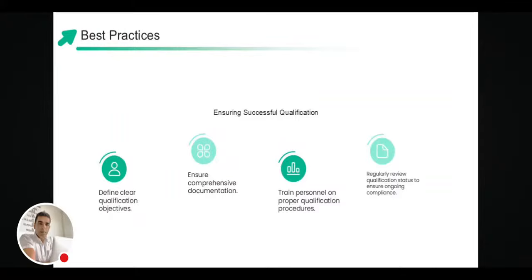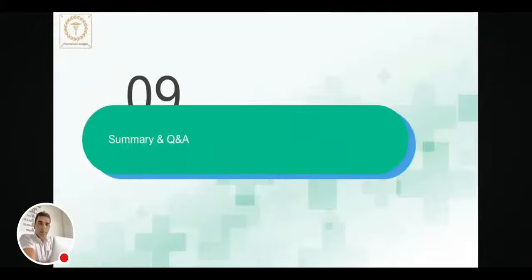Training personnel: provide regular training to all personnel involved in qualification activities. Make sure everyone understands the procedures, equipment functions, regulatory requirements, and their individual roles and responsibilities. Well-informed teams ensure smoother execution and fewer errors. Regularly reviewing qualification status: monitor the progress of ongoing qualifications regularly. This includes tracking milestones, identifying and resolving issues proactively, and ensuring that timelines and compliance requirements are met. By adopting these best practices, your qualification process becomes more organized, efficient, and audit-ready, while ensuring equipment reliability, product quality, and regulatory compliance. Now let's summarize our learnings today.